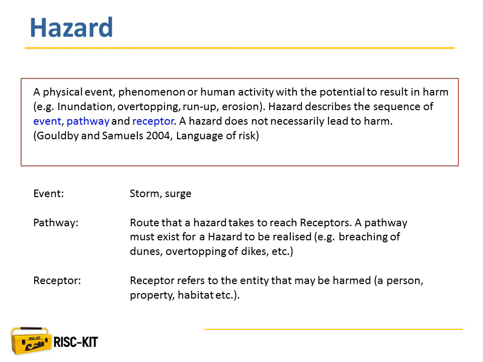So those two elements can be broken down as follows. On the one hand, you have the hazard. This is a physical event that causes harm. We're not defining the hazard as the storm or the surge, which happens at sea. We're defining the hazard as something that has the potential to do harm, something that happens on land. So that involves the event, the storm and the surge, but also the pathway, the route that the hazard has to take to reach the receptors, and the receptors themselves. And receptors can be buildings or persons.